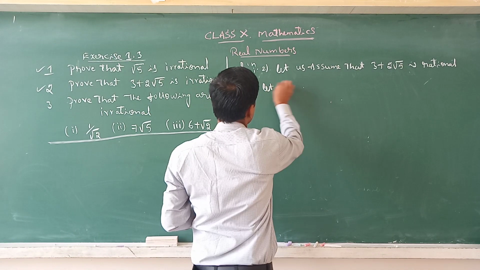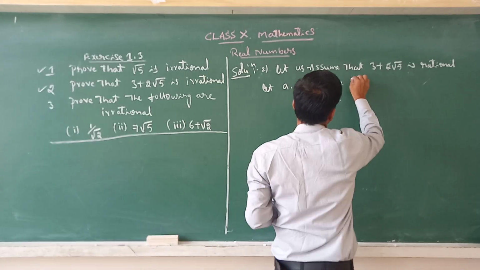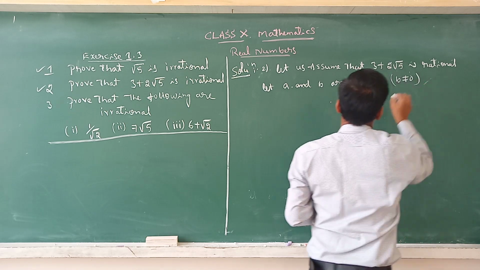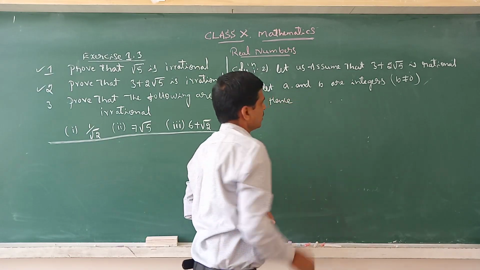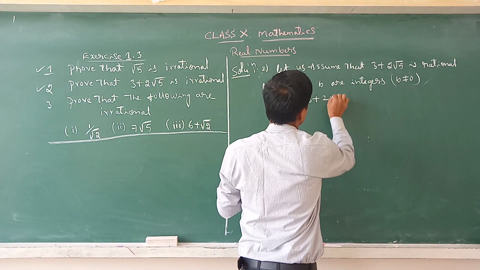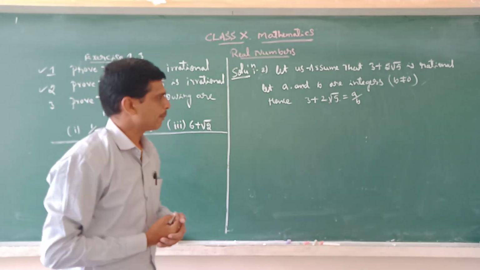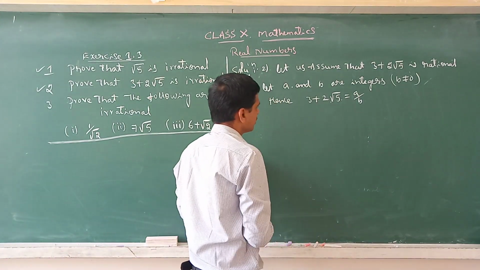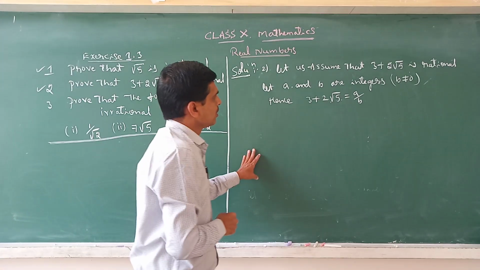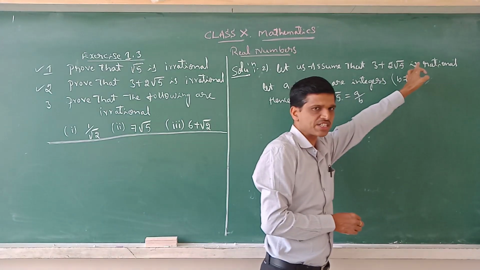So let a and b be integers where b is not equal to 0. Hence this assumption can be written in the form 3 plus 2 into root 5 is equal to a upon b. Similarly, consider a and b to be co-prime numbers. Now we want to prove this one as irrational, so that is why I took it as rational, our assumption.